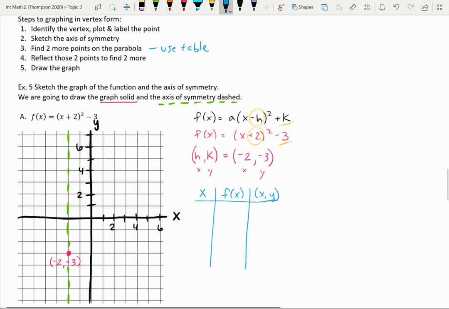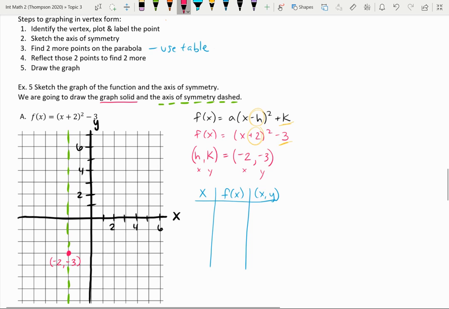This next part might be the part that's the trickiest to get the hang of. Find 2 more points on the parabola. So I'm going to make a table. If we think back, or if you flip back in your 3.1 notes, you'll notice that we made some notes about the symmetry of the table for a quadratic also. We're going to recreate that here.